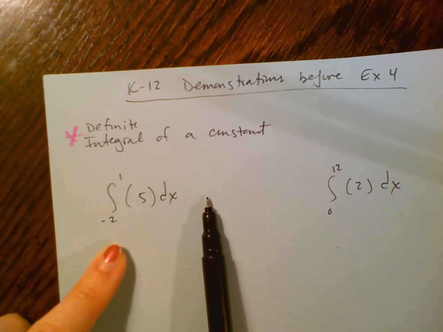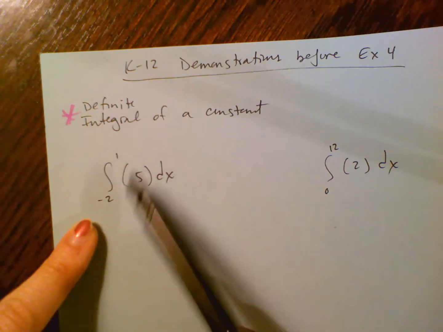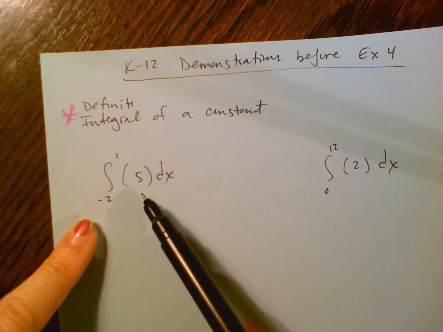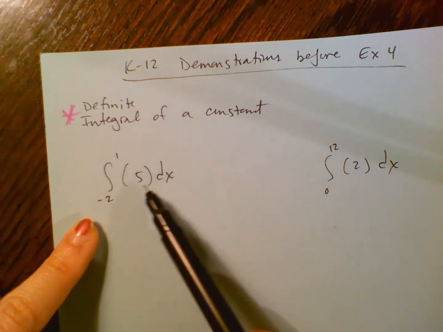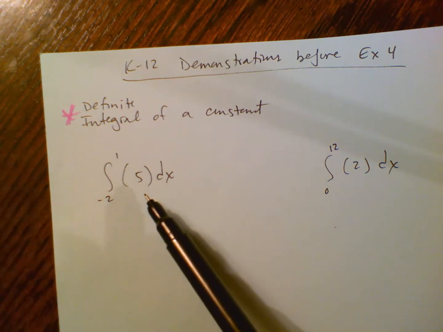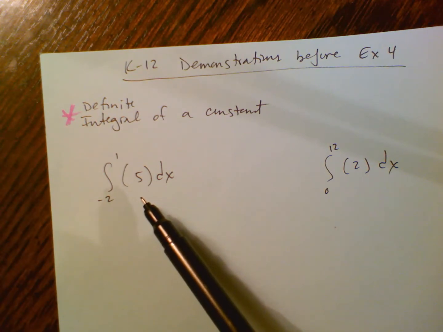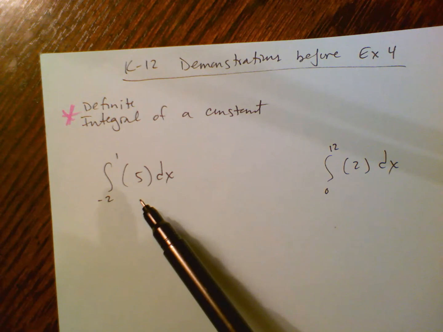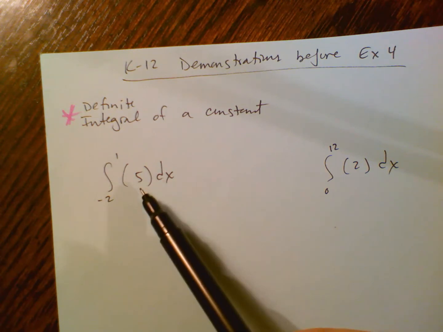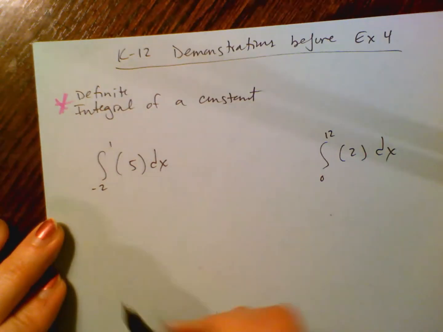But first I got to show you a couple of things. All right, the definite integral of a constant. So here we have the integral from -2 to 1 of 5. Well, you ask yourself, what does an integral mean? It means the area under the curve. Okay, 5, so the curve is 5. That's a constant function, guys.